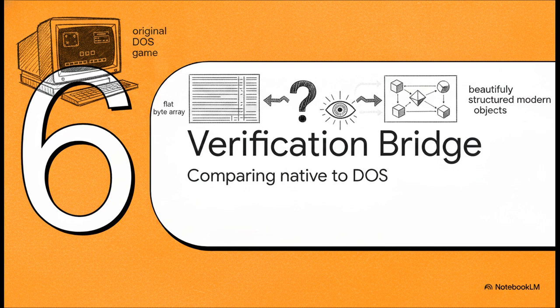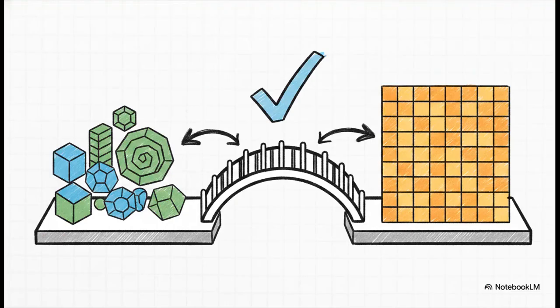All right, final piece of the puzzle, Section 6, the verification bridge. But hold on, removing that historical memory layout creates a massive logistical headache. Remember the oracle? If our new native code uses beautifully structured modern objects, and the original DOS game uses a flat byte array, how on earth do we compare them to prove our extraction is mathematically perfect? Well, the ingenious solution here is the verification bridge.